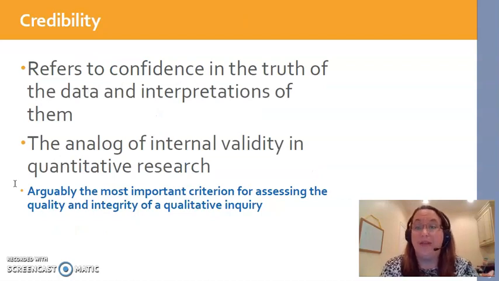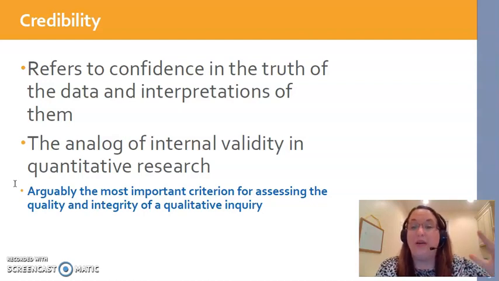So first of all is credibility, and I put it in blue at the bottom because most people believe it is the most important criterion for talking about the trustworthiness of qualitative studies. If you don't have credibility, then you don't really have a good study, because credibility refers to how confident we are that this data, and how it was interpreted, was truthful. So this is like internal validity with quantitative studies.